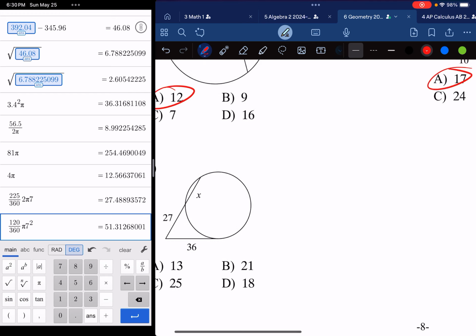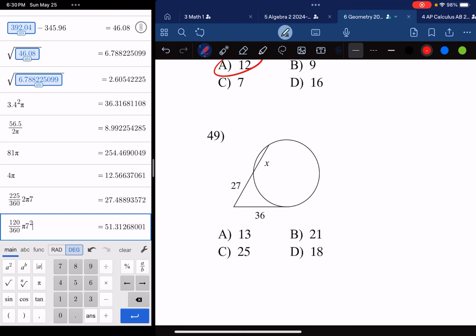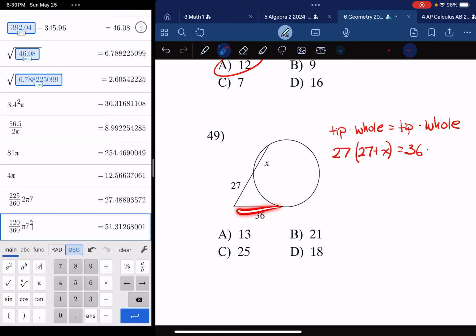For number 49, what do we have here? It's kind of the same thing. So tip times the whole thing is equal to tip times the whole thing. So it's going to be the tip, which is 27, times the entire thing, which is 27 plus x, is going to be equal to the tip, which is 36, times the entire thing. Well, the entire thing is the tip, so it's kind of silly to write 36 twice.